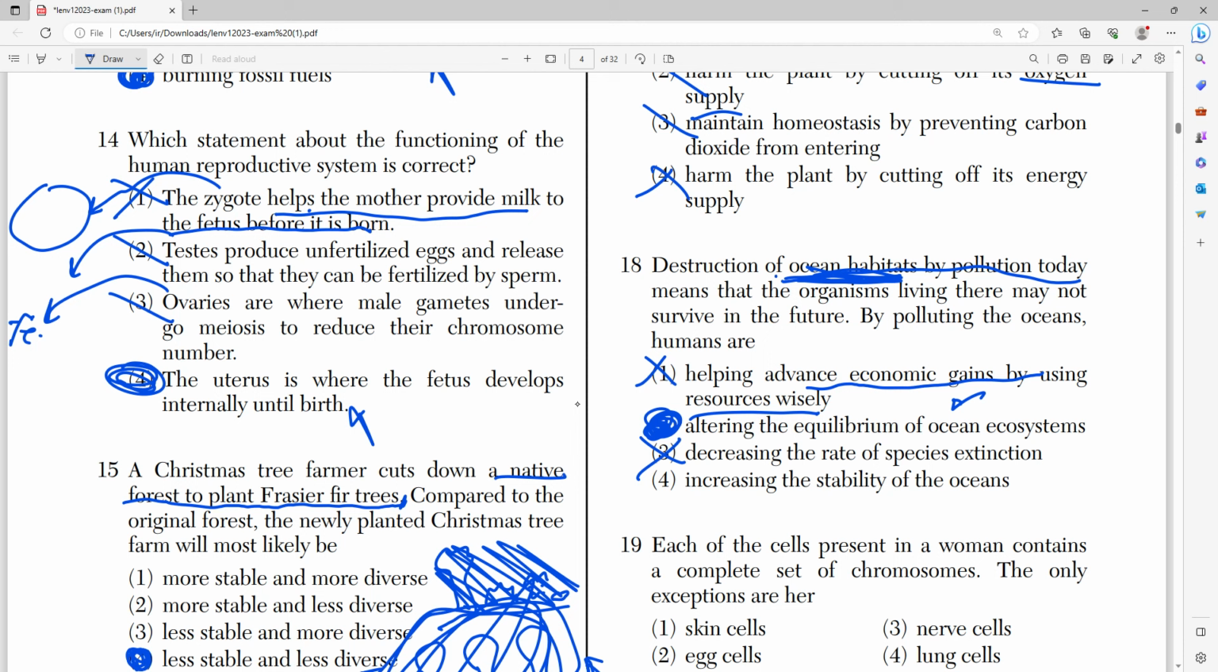If you destroy an ocean habitat, things are going to go extinct because the place that they live is no longer there. And this does not increase the stability of the ocean, because as you destroy an ecosystem, you're decreasing the stability, right? It's actively decaying. It's bad, right?